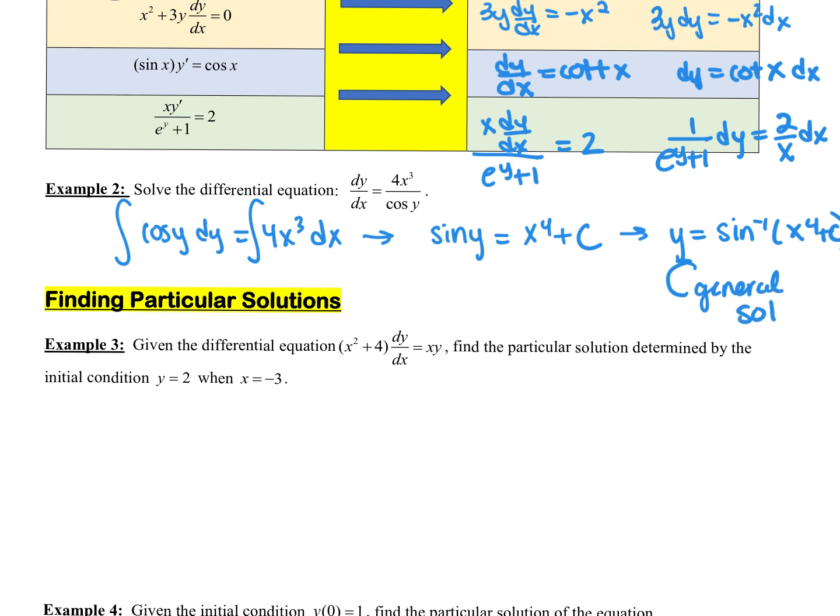So now we'll start to look at particular solutions. Because this is infinitely many solutions, right? You can pick infinitely many values of c, and that will still be a solution to the differential equation. Any questions?